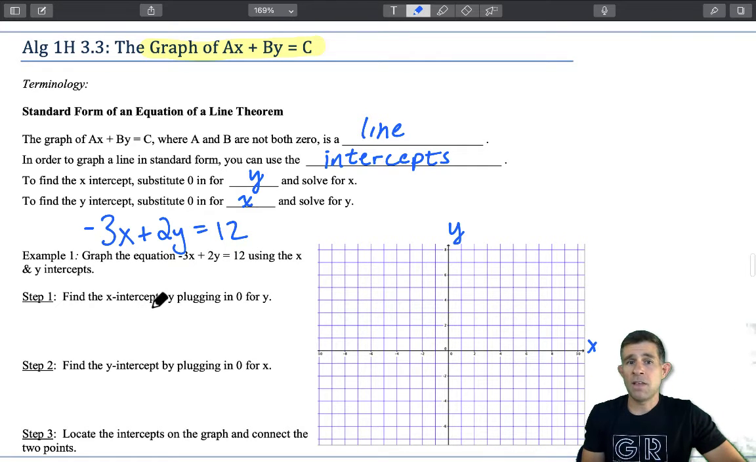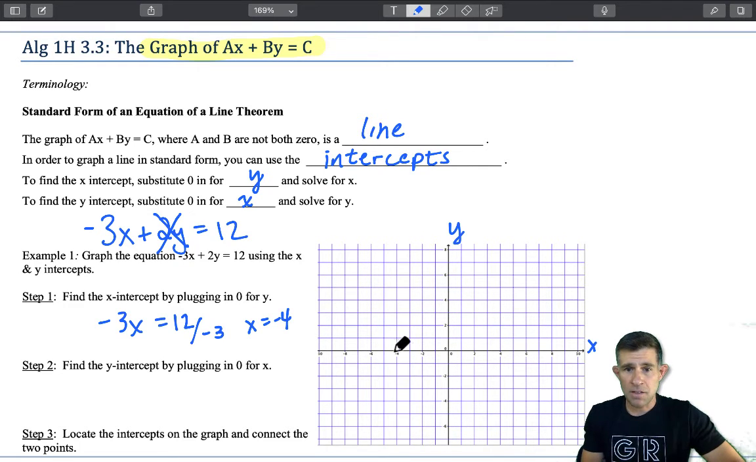Let's start off by finding the x-intercept by plugging 0 in for y. If I plug 0 in for y, it's kind of like ignoring that whole term, because 2 times 0 would just be 0. So I have the equation negative 3x is equal to 12. Divide over that negative 3, and x is equal to negative 4. That means it passes through my x-axis here at negative 4.